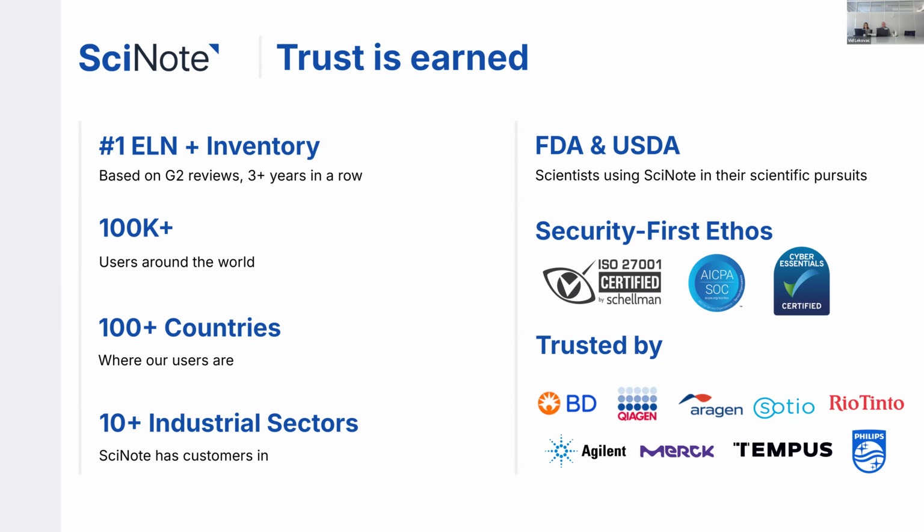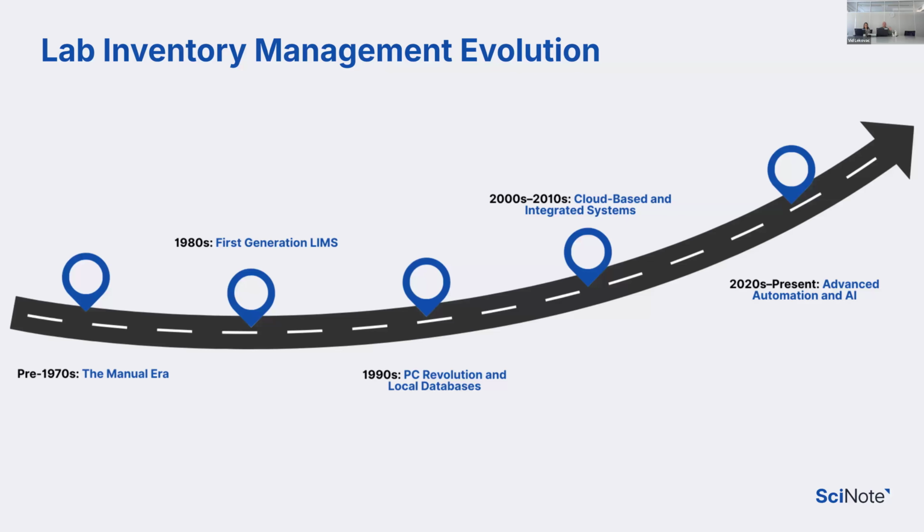Okay, so I'll continue with an overview of what we talked about last time. Just quickly, lab inventory management evolution. As a reminder, it all started in the 70s, where you still had paper logbooks and it was completely manual. One person was the designated person. Then the first generation LIMS came out. This was actually a very big step. The biggest issue there was they were not very user-friendly and you required a fully fledged IT team.